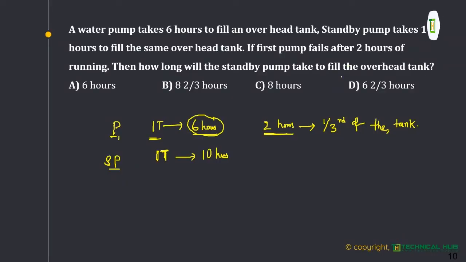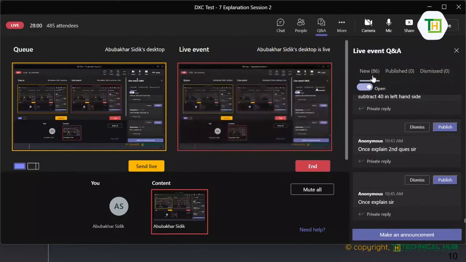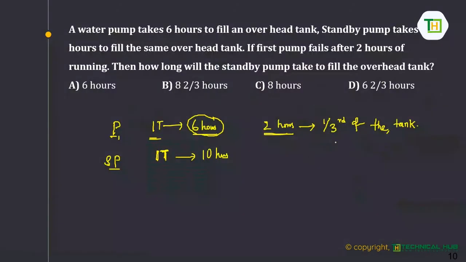So did you understand how I wrote 1/3 of the tank in 2 hours? See, every hour it will fill 1/6 of the tank. Okay. So since it worked for 2 hours, in those 2 hours, the pipe will fill 1/6 plus 1/6. That is 2/6. 1/3 of the tank will be filled.